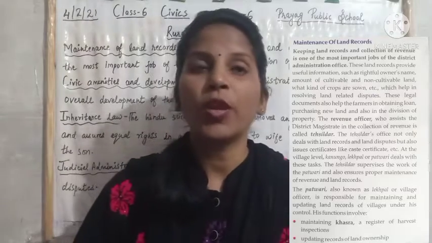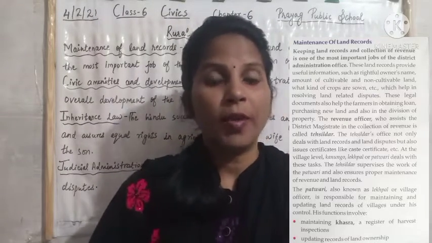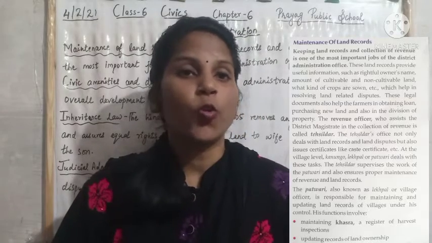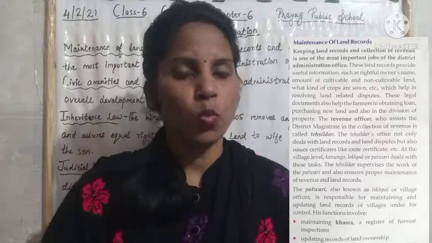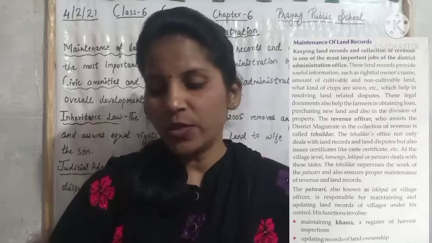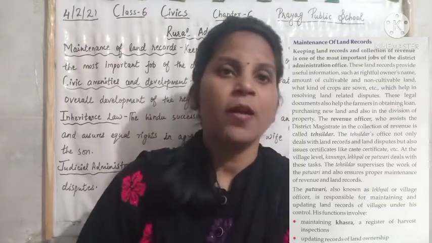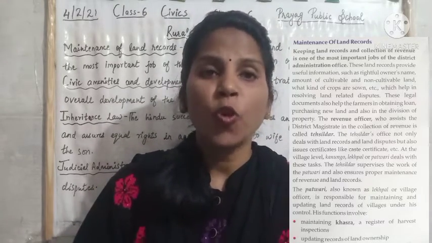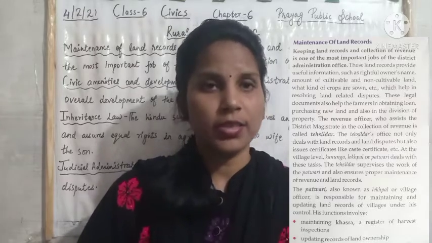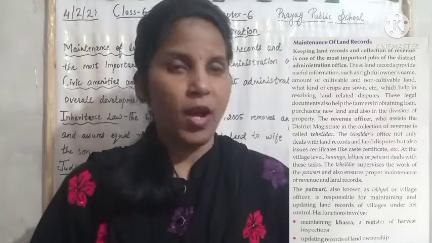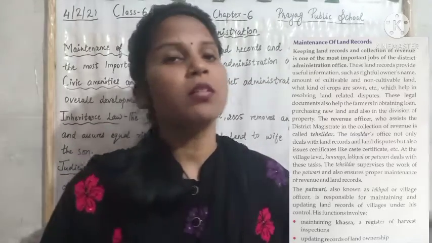Then the fourth one is updating the government about crops grown in that area, and telling the government what type of crops are grown in that particular area or village. Then updating the administration about any calamity or disaster that may happen in the area. Suppose any calamity or disaster like earthquake, drought, flood, etc. occurs, it should be recorded by the Patwari and conveyed to the government, right?